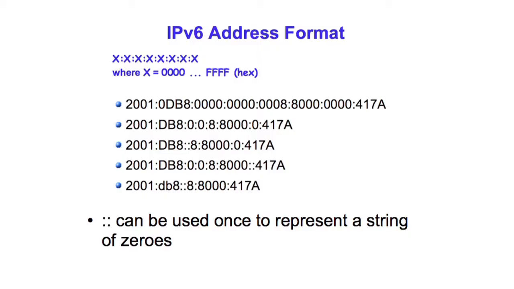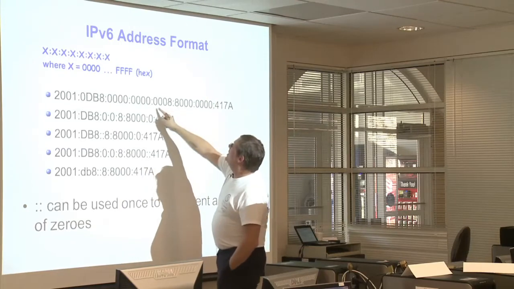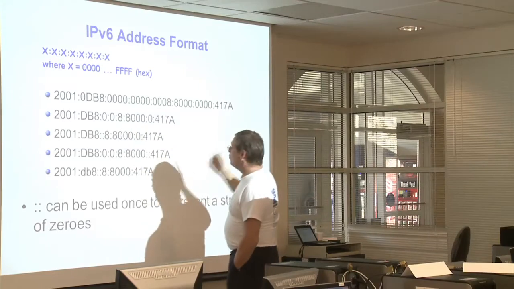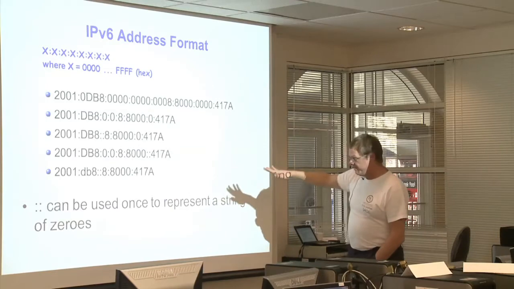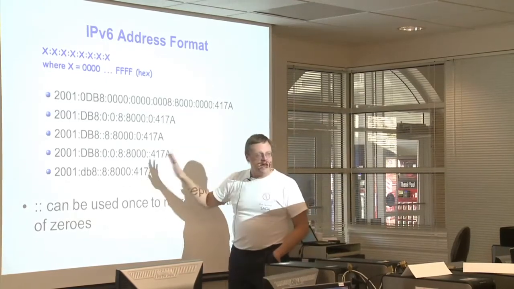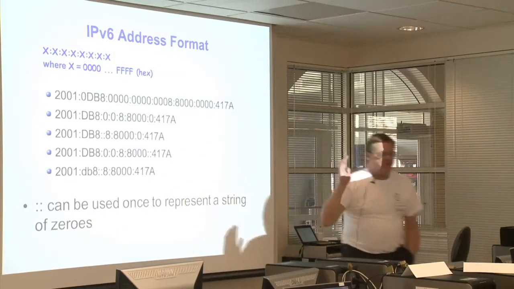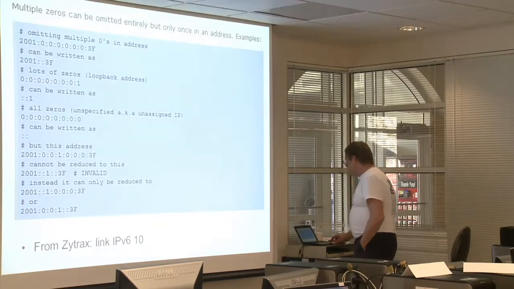All right, so here's the format. You know this. There are 8 words or fields or whatever they end up being called, which are 16 bits each, and you typically write them in hexadecimal. And you can omit leading zeros in each field, so this 0008 can just be 8. And once in the address, you can put in a double colon, which means fill in with zeros until you have the right size. But you can't do it twice, of course, because that would be ambiguous. And a double colon by itself is all zeros, 128 zeros. By extension, that's a logical interpretation of it. So that's a sensible way to do it.